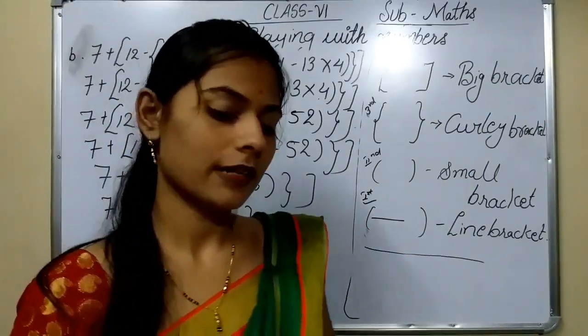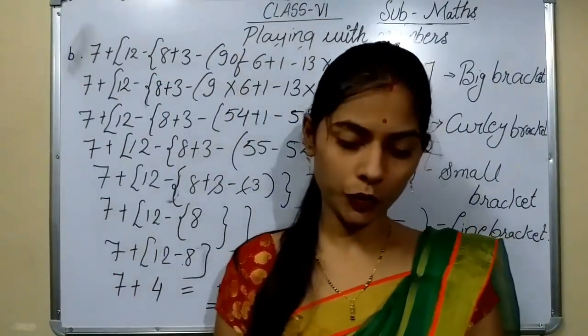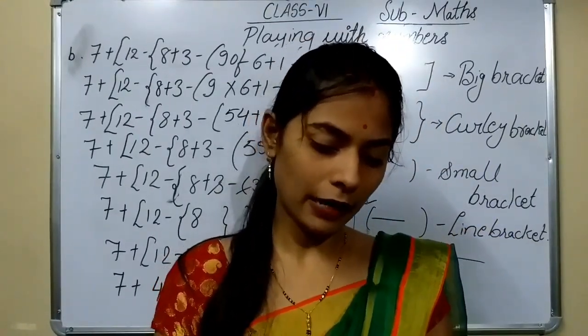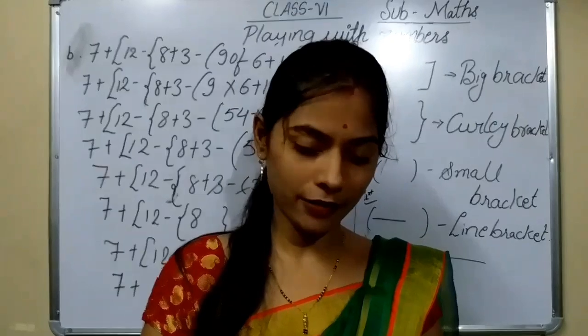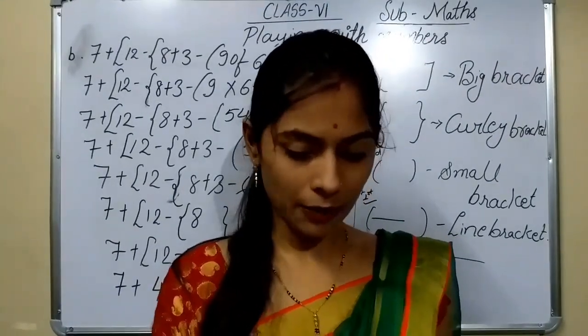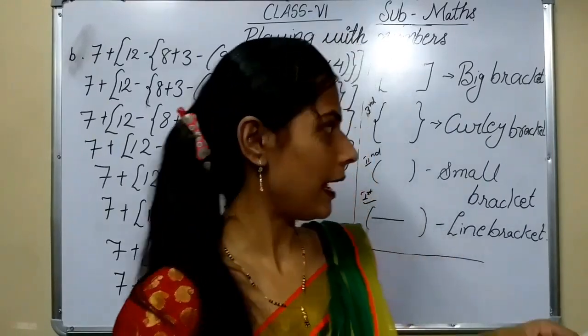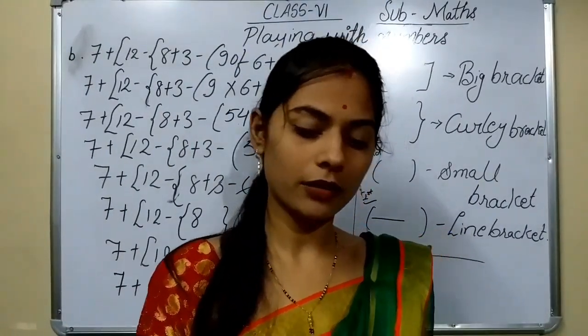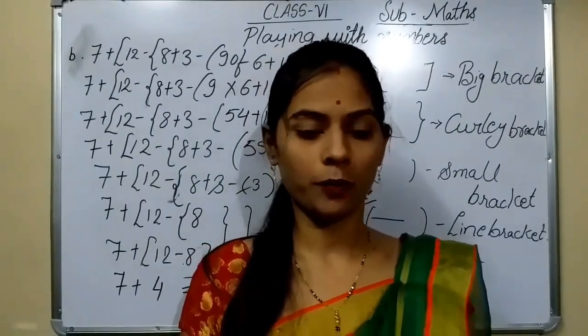So 4 questions remain that you have to do yourself: C, D, E and F. If you have any doubt, I will explain it in our next class. Just ask if you don't understand anything in the examples, in kinds of brackets, or any question, please message in the group.